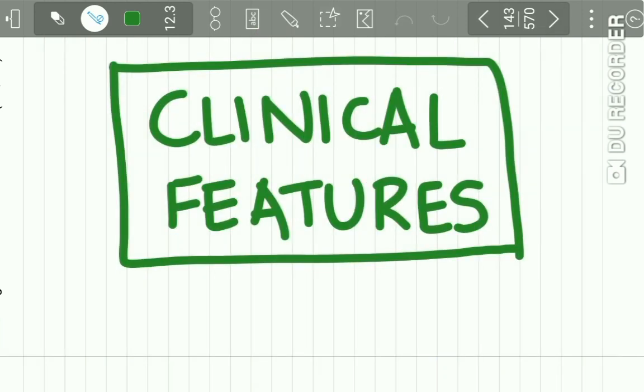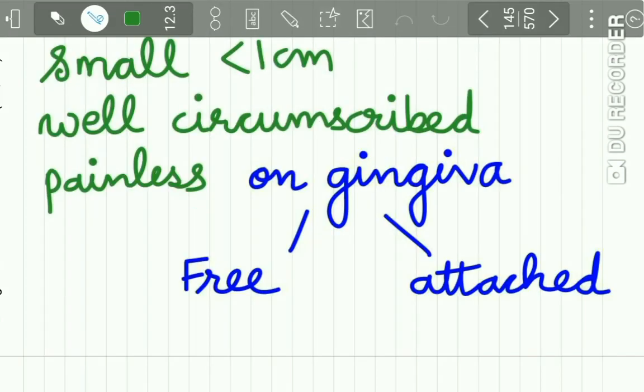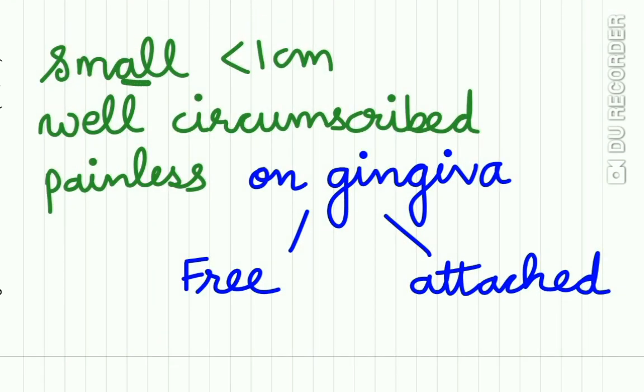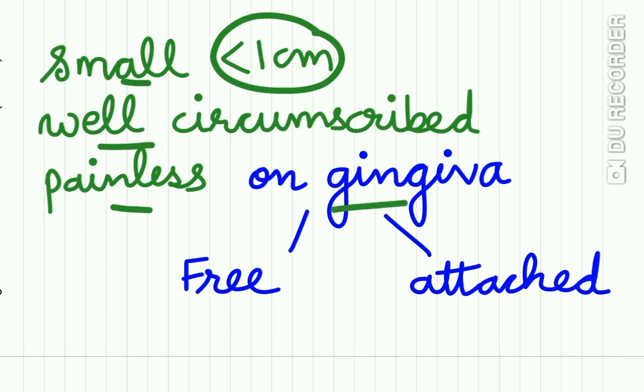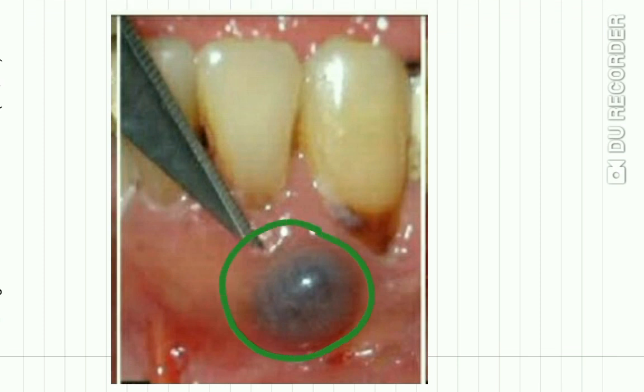Now the clinical features of the gingival cysts of the adults. It occurs in adults more than 40 years of age, and the most common site is in the mandibular bicuspid and cuspid region. It occurs as a small swelling less than 1 centimeter in diameter, and it is well circumscribed, painless, and is present on the gingiva, either the free gingiva or the attached gingiva. Here you can see this gingival cyst of adult, a classic lesion.